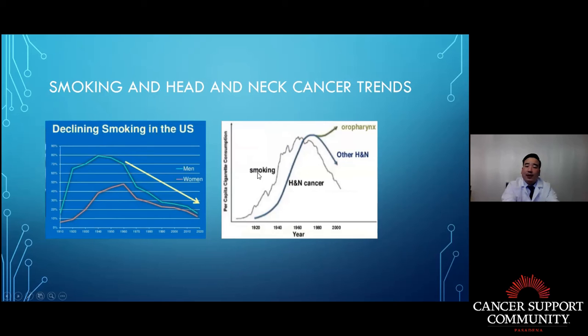When we look at the graph on the right, we see that head and neck cancers have gone up with smoking. Back in the 1970s, smoking went down, but oropharyngeal cancer kept going up. Even other head and neck cancers went down, but for some reason, oropharyngeal cancer kept going up. And it's due to this bias for the HPV to affect the oropharyngeal structures more than other areas, although we see oral cavity lesions, even larynx lesions with HPV infection sometimes too.